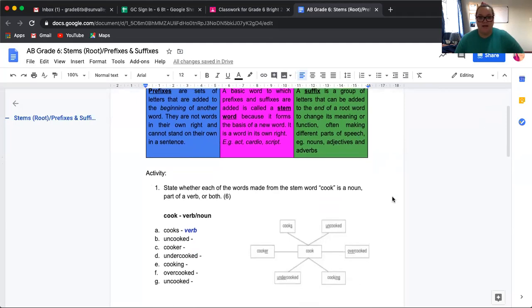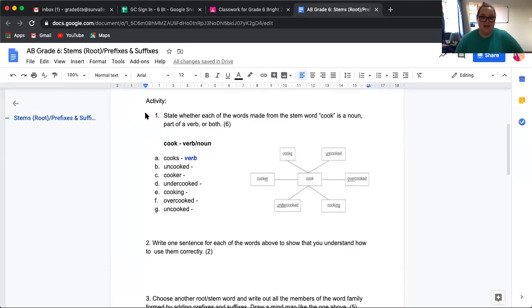Okay, so let's look at activity. For question 1, you're going to look at the word cook and you are going to tell us whether these words over here are a verb or a noun or both. So for example, cook would be a verb or a noun. Cook for a verb would be like, I'm going to cook dinner. However, the noun cook would be another word for a chef, which also becomes a noun.